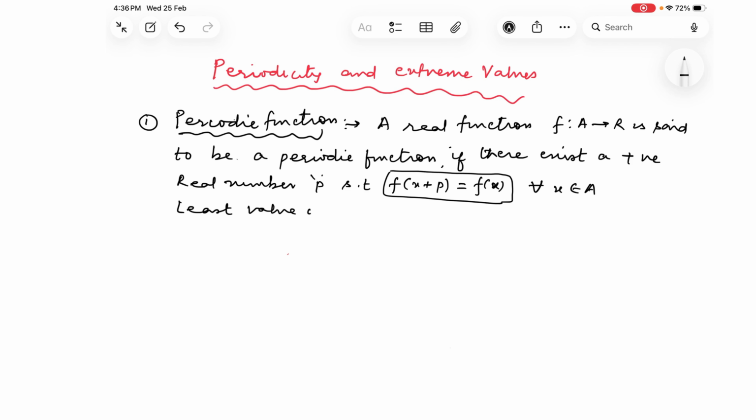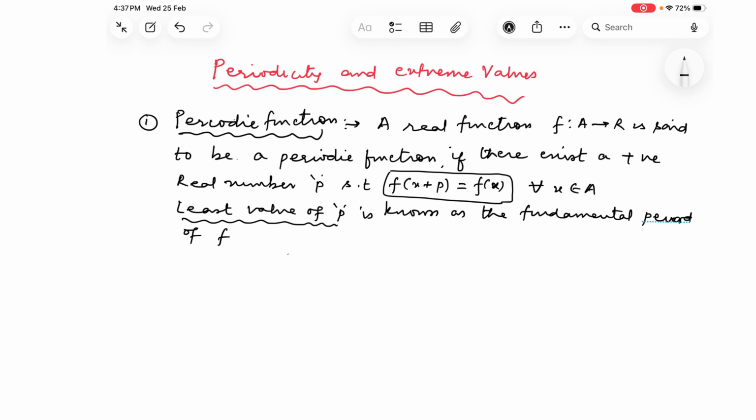Least value of p is known as the fundamental period of f.